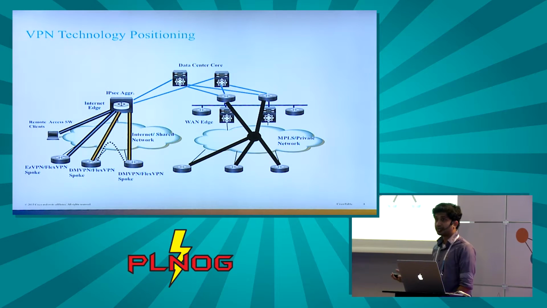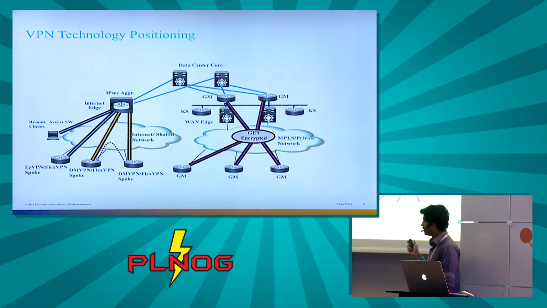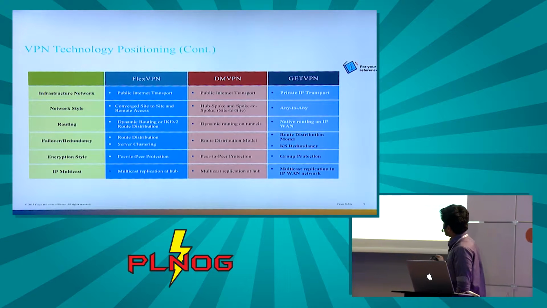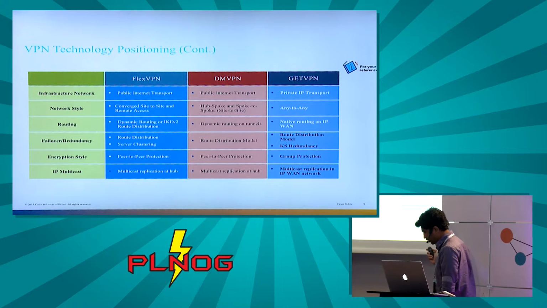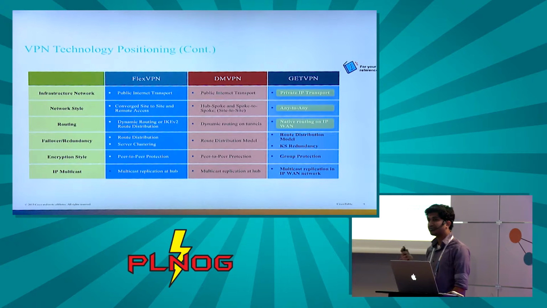But in case of MPLS, because it's already a private network, it gives you end-to-end routing. Unlike internet, a private network cannot be routed over internet, but here everything is routable. You can use GetVPN. These are not tunnel notation, it's just showing you that end-to-end encryption is provided by Get. A quick comparison of FlexVPN, DMVPN, and Get. What we want to point out here again is you have a private IP transport where we make use of any-to-any secure communication using the native routing that's available.